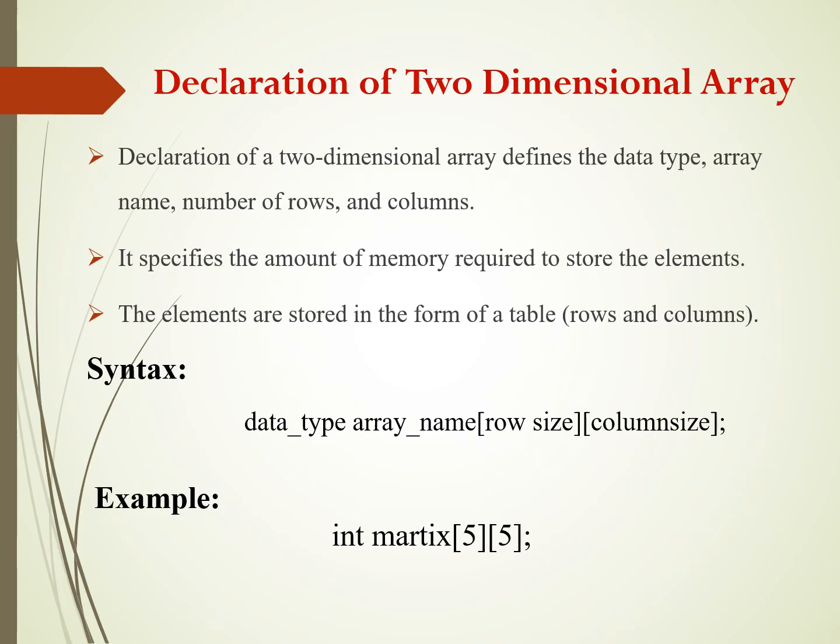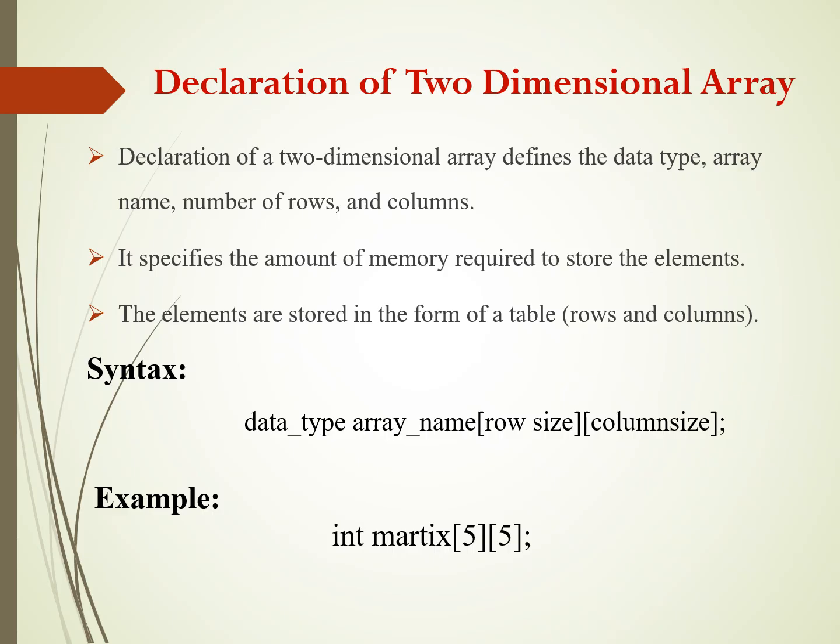Declaration of two-dimensional array. The declaration of a two-dimensional array defines the data type, array name, and the number of rows and columns. When we declare a two-dimensional array, the compiler reserves enough memory to store all elements in a table-like structure. We can say that the declaration of a two-dimensional array is the same as a one-dimensional array, but we have to use one extra index.